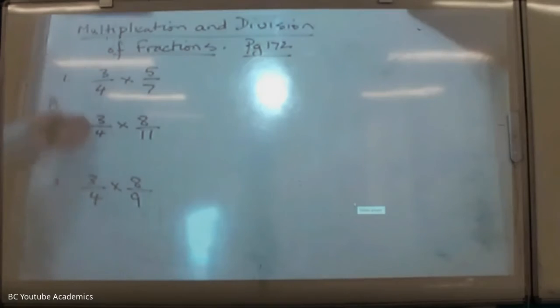I've got 3 different questions here, and each of them presents different skills that we're going to use in order to multiply these numbers together. Question 1, 3 over 4 multiplied by 5 over 7.